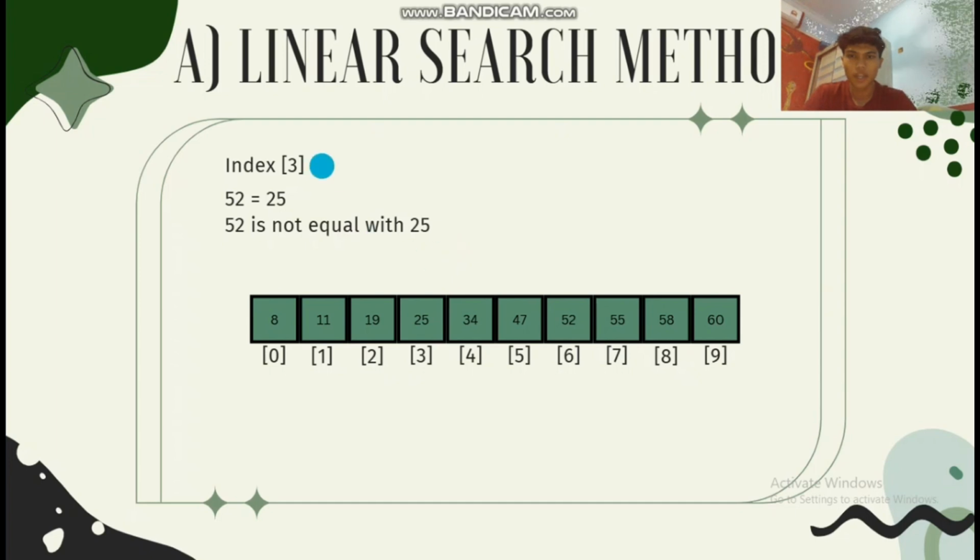For index 3, it is 25. Now we want to search for 52, so 52 is not equal to 25. Now we go to index 4. Index 4 is 34, so 52 is not equal to 34. And for index 5, it is 47. 52 is not equal to 47.